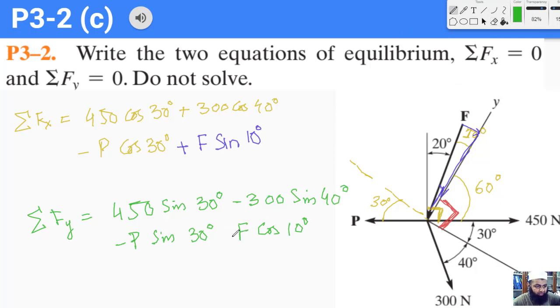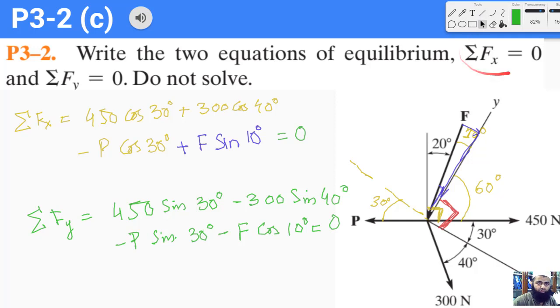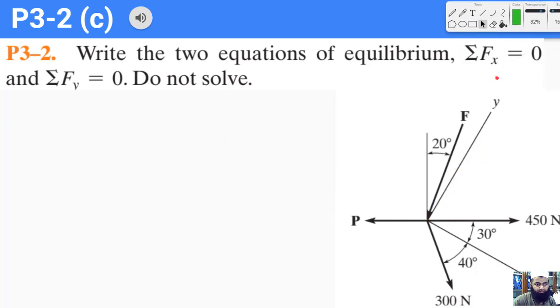Let me just clarify that for you guys. So these are the two equations of equilibrium. As the problem already states that we do not want to solve these equations, we just want to write them. And once we have these equations, you can already see that it's not very difficult to solve them also. They become equations when I say that this is equal to 0 and this also equals 0. I hope it's pretty clear, nothing very fancy here.